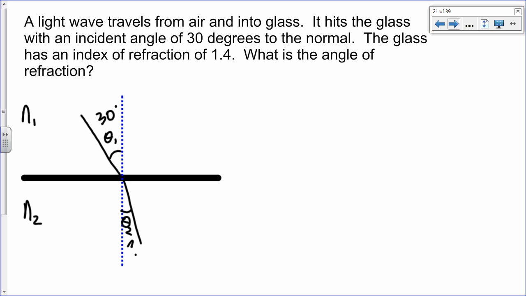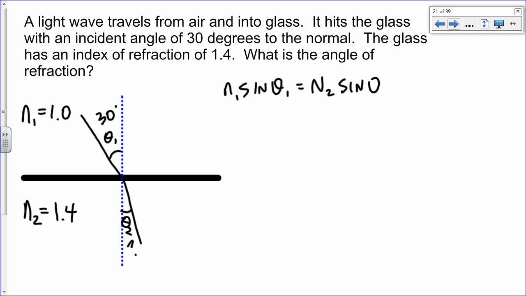All right, so N1 and N2. Which one do we know? Actually, we know both of them. N1 is 1.0. This is glass on the bottom, and the problem tells us that N2 is 1.4. Again, if they give you the index of refraction, don't use the one that I gave you. Use the one that they give you. All right, we got to go through this quickly. N1 sine of theta 1 is equal to N2 sine of theta 2.